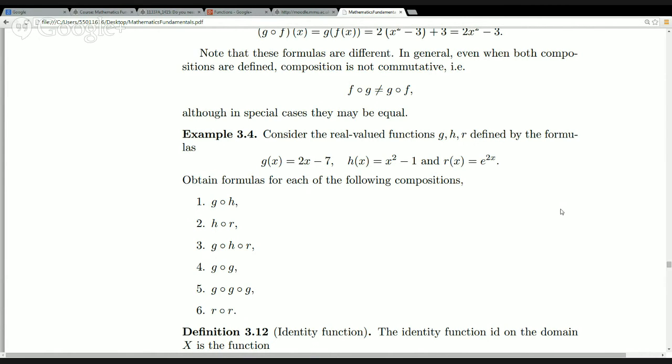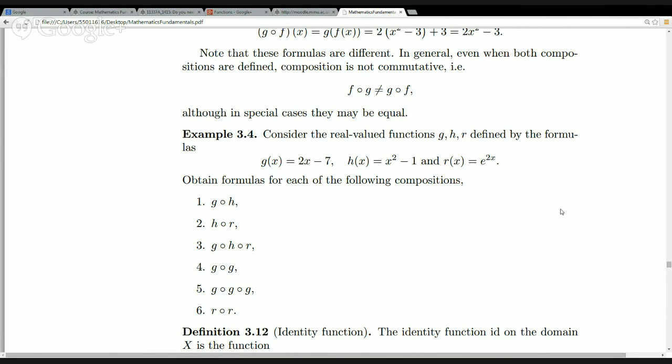So here we've got a real valued function G. You can think of G as the real numbers to the real numbers. G of x is 2x minus 7. So what is G after G after G going to be? Well, it's going to be a function going from the real numbers to the real numbers. And by definition, G after G after G at an argument x is going to be the rule G of G of G of x. That's the definition of the composition. So here we're composing it with itself twice, if you like.